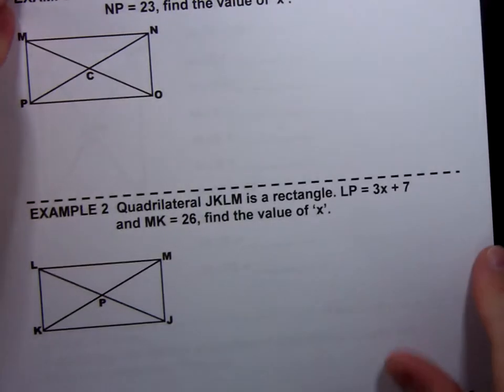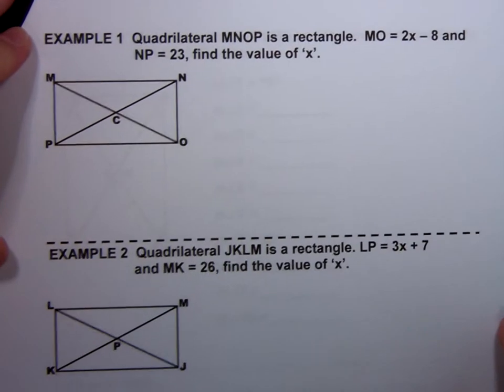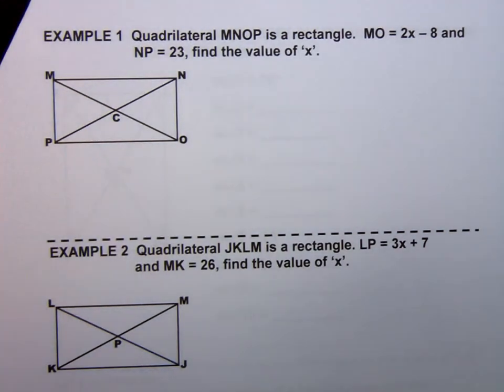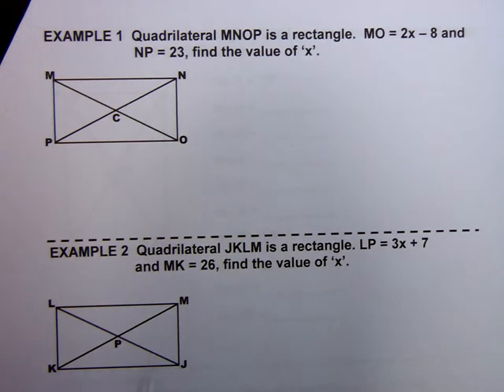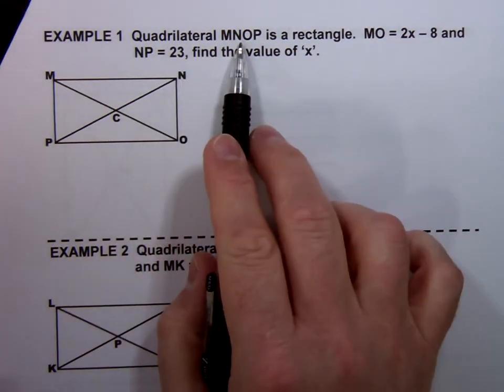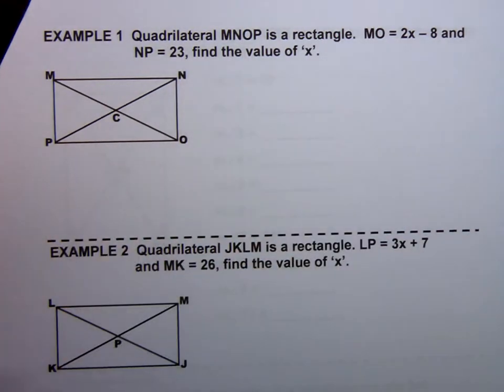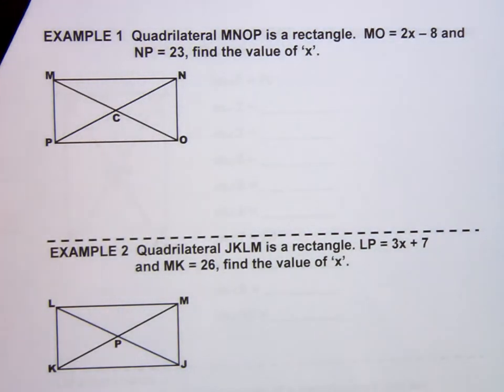Alright, so let's look at example 1, and try to take this information that we've learned about rectangles, see if we can use that information to solve some of these problems. Alright, it tells us quadrilateral MNOP is a rectangle. So I know this is a rectangle. So as soon as they tell me that, they've told me opposite sides are congruent, opposite sides are parallel, opposite angles are congruent, consecutive angles are supplementary, diagonals bisect each other, there are 4 right angles, and the diagonals are congruent. They've given me all of that information just by saying this is a rectangle.